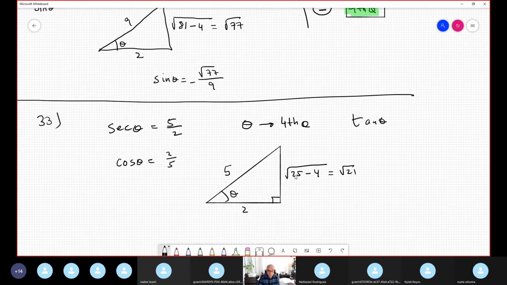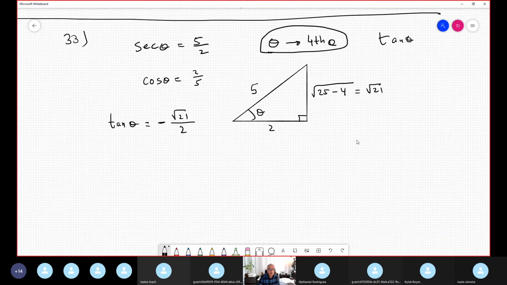Okay, now the tangent definition is opposite, which is radical 21, divided by adjacent, which is 2. And this is the crucial moment to adjust the sign. Is it positive or negative? It's negative. It's negative, because my angle lies in the fourth quadrant.